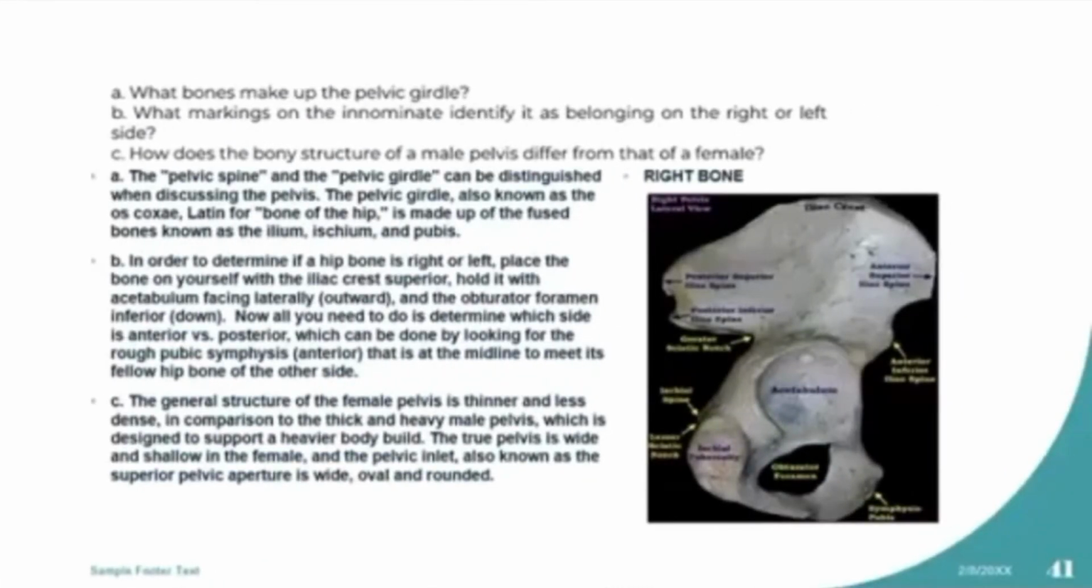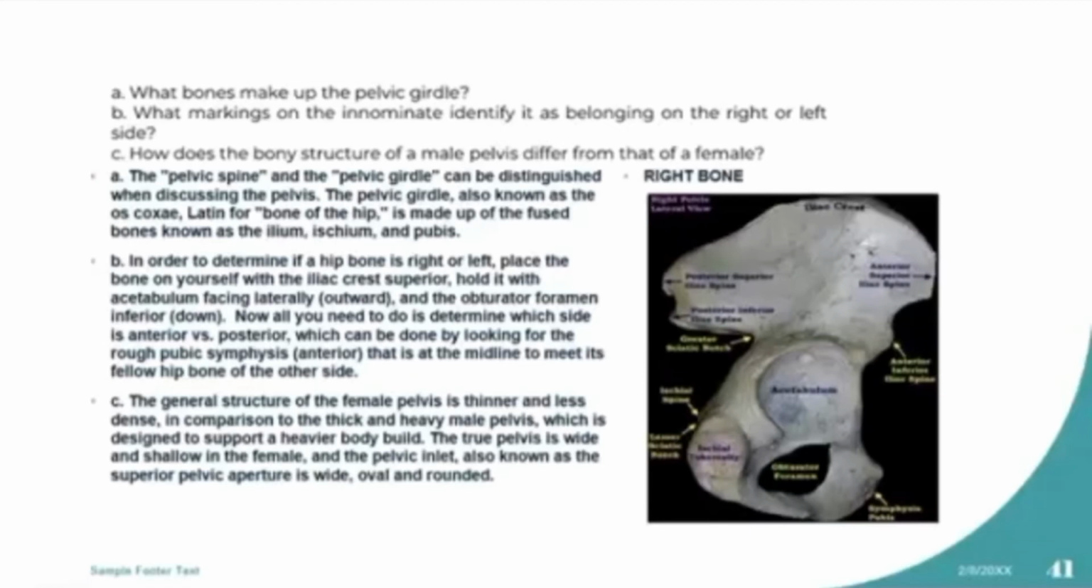A. What makes up the pelvic girdle? The pelvic spine and the pelvic girdle can be distinguished when discussing the pelvis. The pelvic girdle, also known as the os coxae, Latin for bone of the hip, is made up of the fused bones known as the ilium, ischium, and pubis.